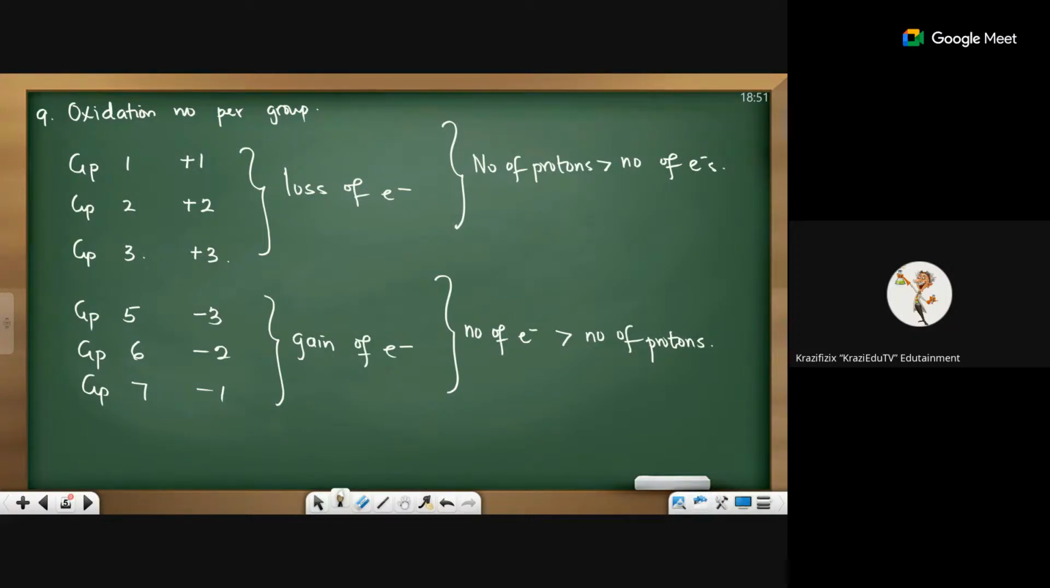O2 minus tells me oxygen atom has gained 2 electrons. So working with our periodic table, we can actually predict some of this oxygen.